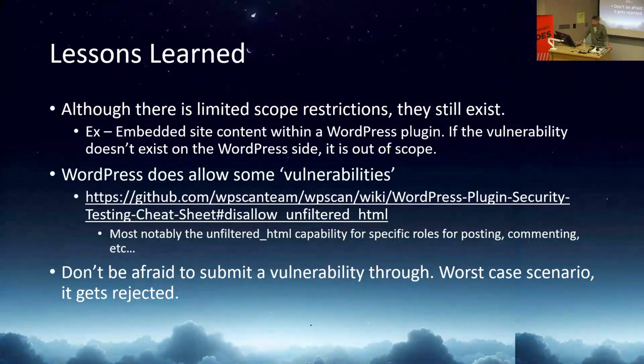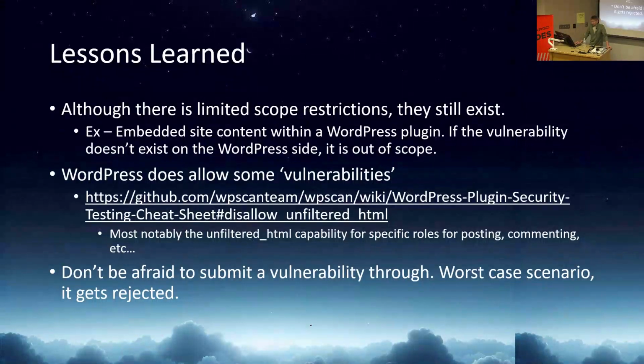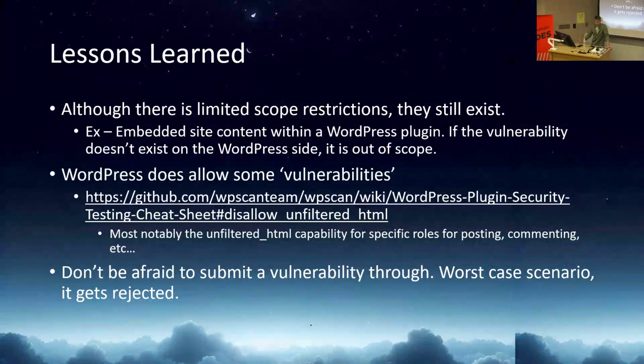And at the end of the day, I always say, don't be afraid to submit your vulnerability through. The folks over there at WP Scan are super helpful. So if you find something and it's maybe out of scope or it doesn't apply, they'll let you know and they'll tell you why. And you'll learn fairly quickly as you start to submit stuff what is going to get accepted and what won't get accepted. But early on, if you think you found something, definitely submit it. Worst thing they say is they'll say no.